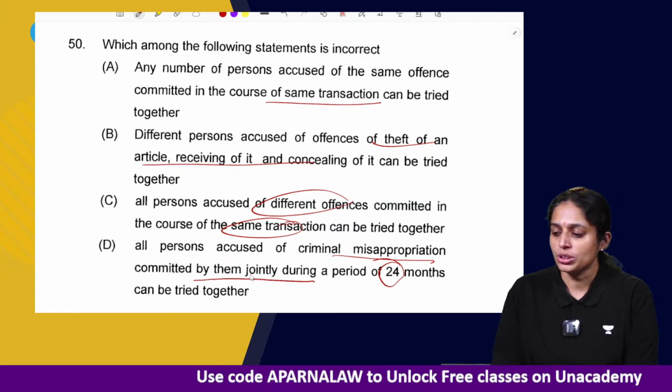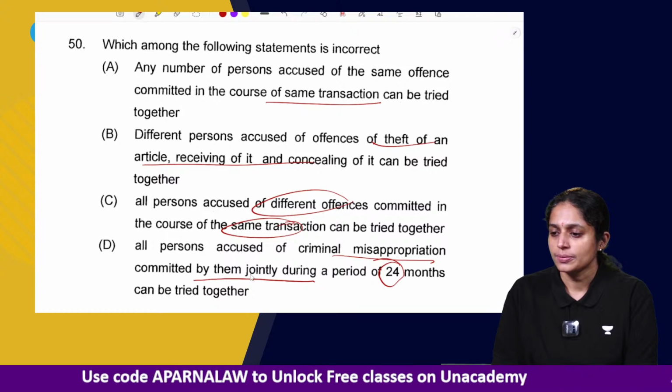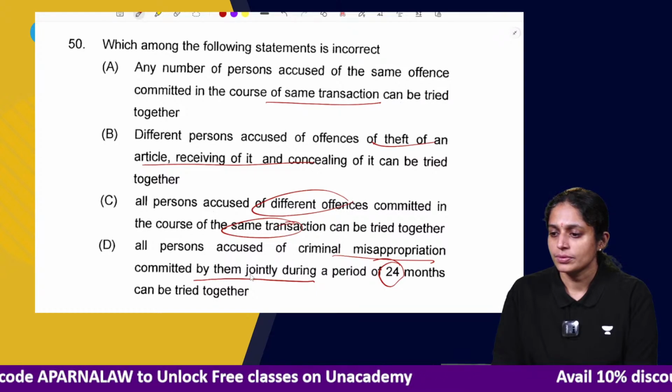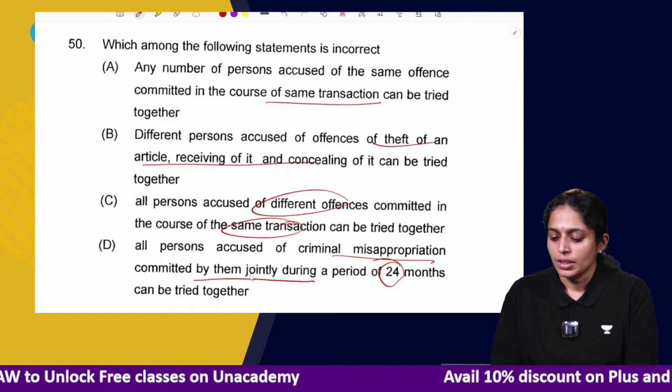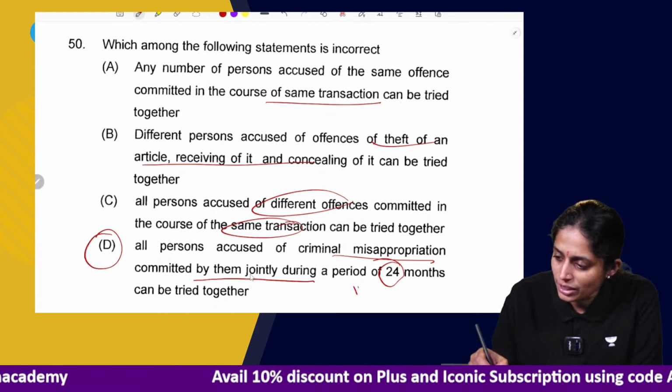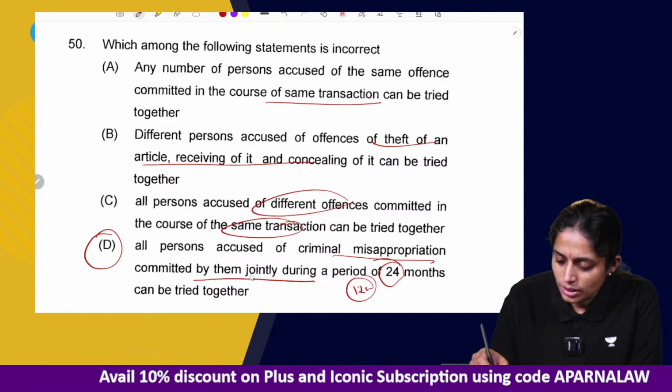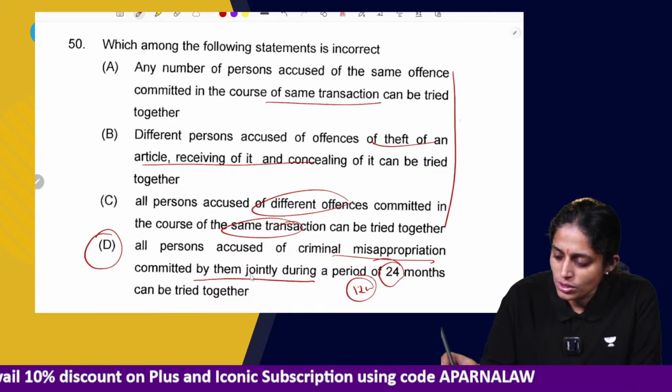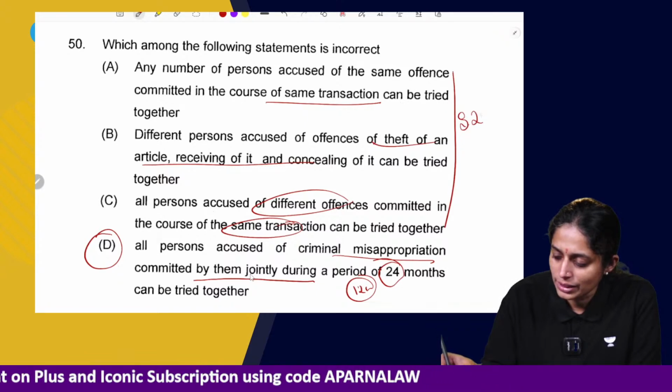So, what is the fate of this question? It is D, because not 24 months, it is only within 1 year, 12 months. All these are the provisions of section 223.